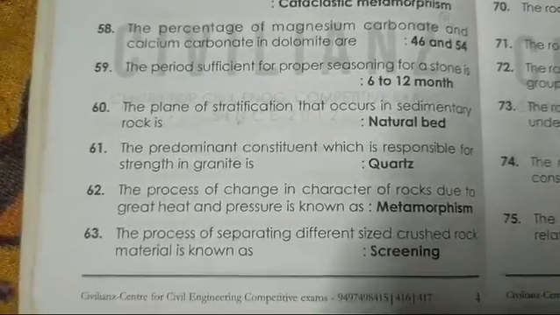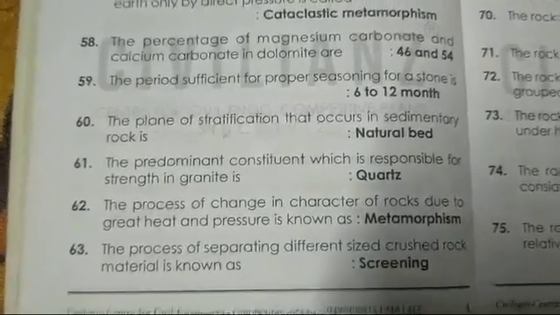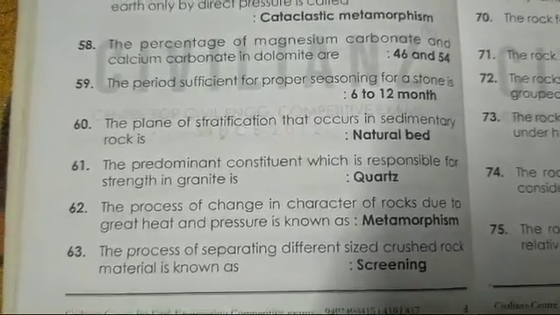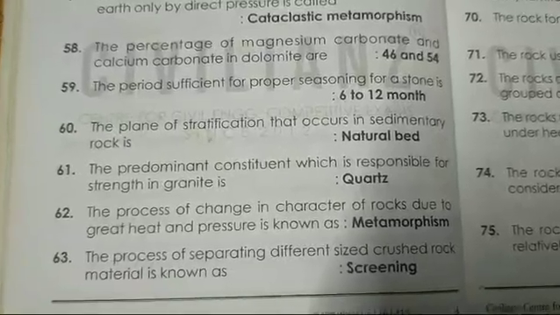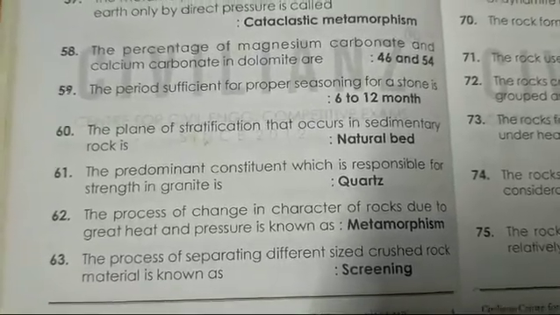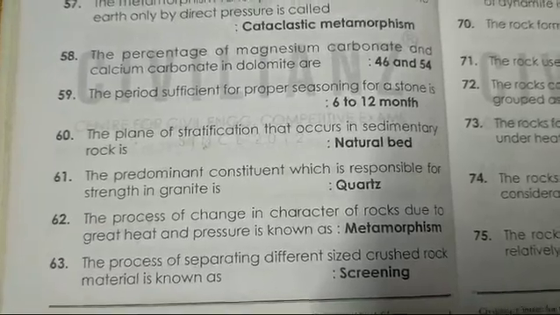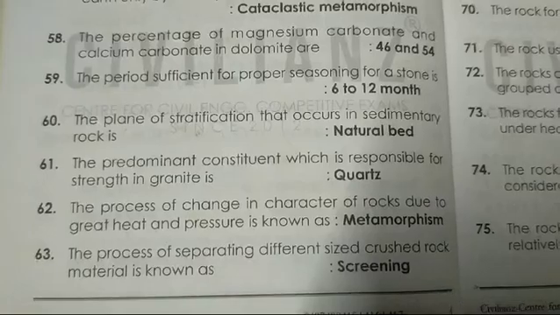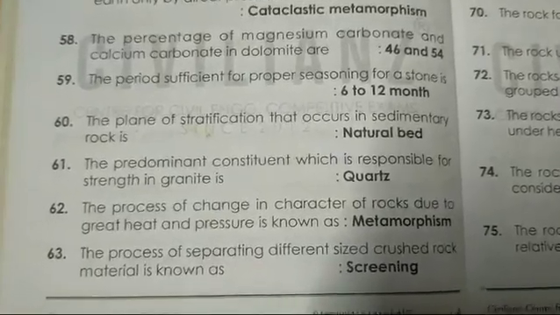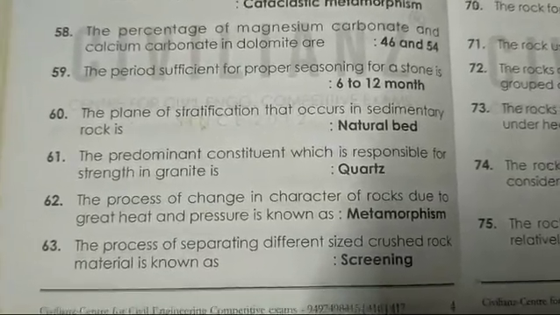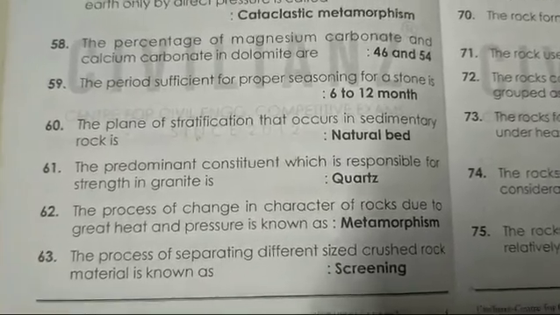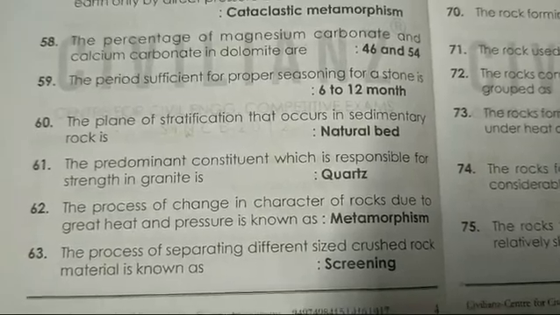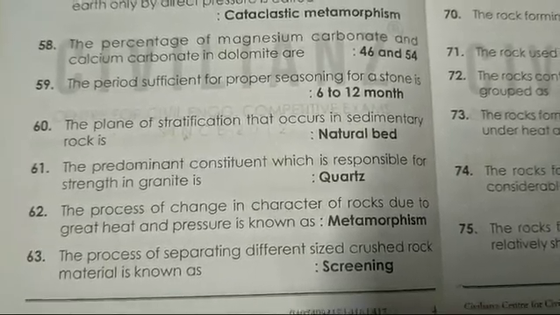The period sufficient for proper seasoning of a stone is 6 to 12 months. The plane of stratification that occurs in sedimentary rock is the natural bed. The predominant constituent responsible for strength in granite is quartz. The process of change in character of rock due to great heat and pressure is known as metamorphism. The process of separating different sized crushed rock material is known as screening.